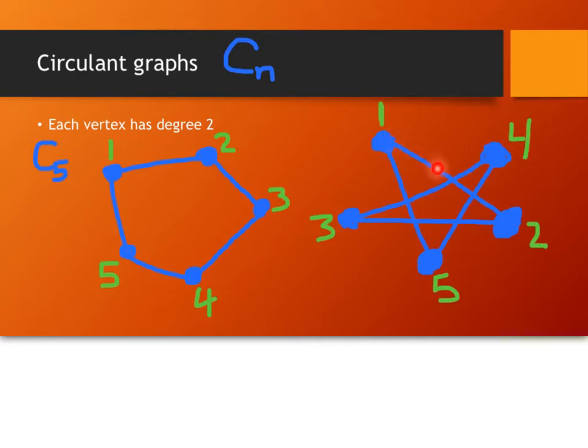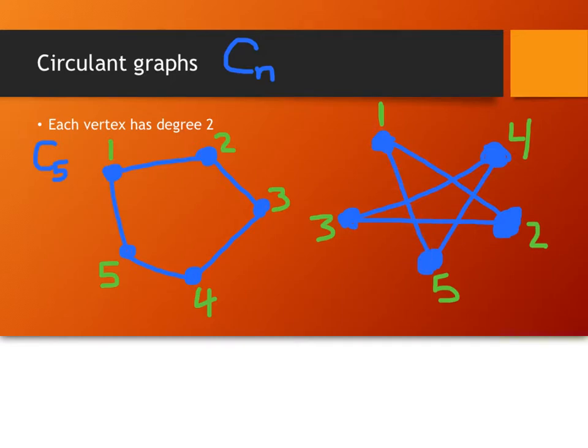Notice they're the same because they have the exact same connections and the exact same pattern of the vertices. 1 goes to 2, goes to 3, goes to 4, goes to 5, and always back to 1.